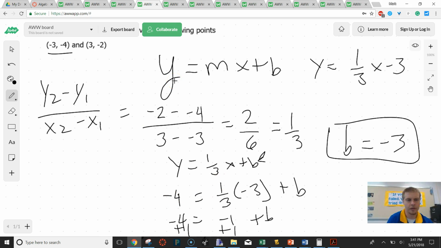So again, you want to find your slope using y2 minus y1 over x2 minus x1. And then after you find your slope, you're going to solve for that b value by replacing the x and the y with those. Let's look at the next one.